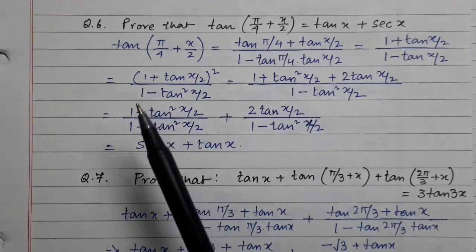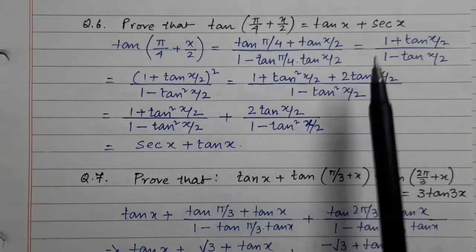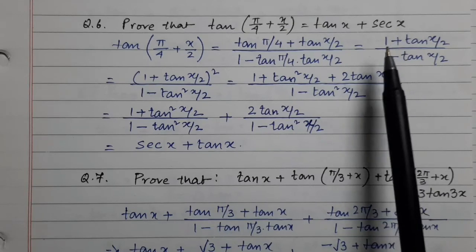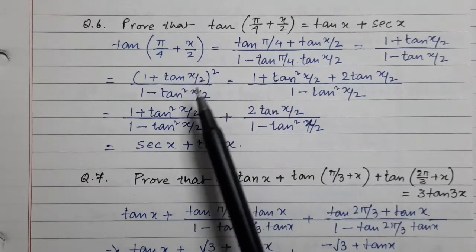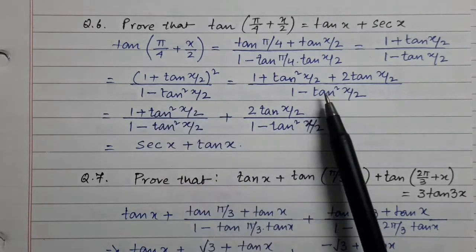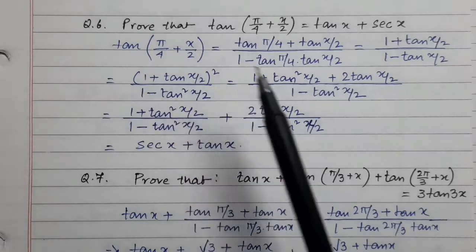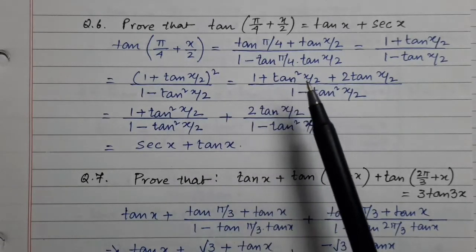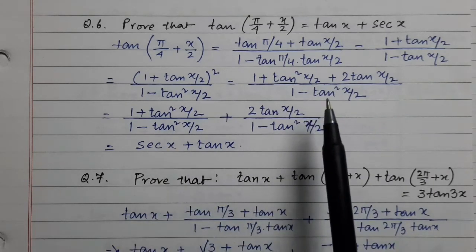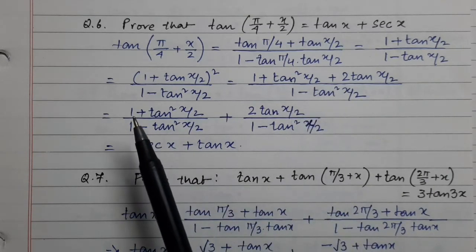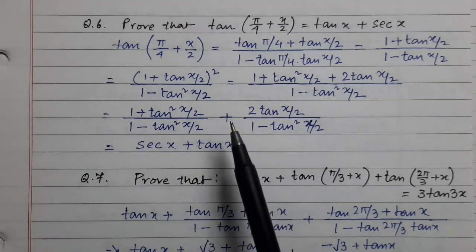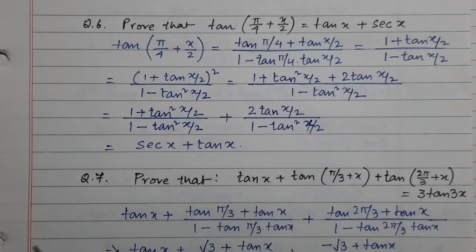Now we can do one thing, we can do the rationalization, that is we can multiply 1 plus tan x by 2 in both numerator and denominator. So it will become 1 minus tan square x by 2 in the denominator, and in the numerator it will be whole square, which can be written as 1 plus tan square x by 2 plus 2 tan x by 2. Now we can split the fraction, so it will be 1 plus tan square x by 2 by 1 minus tan square x by 2, and this will be plus 2 tan x by 2 by 1 minus tan square x by 2.